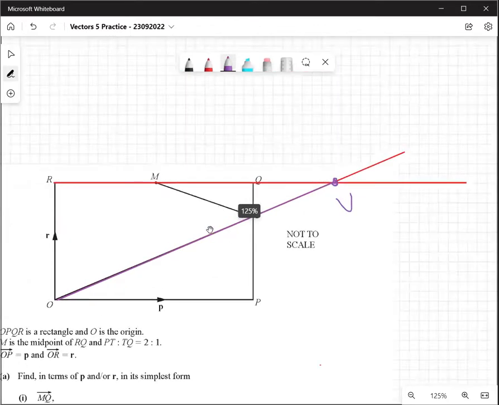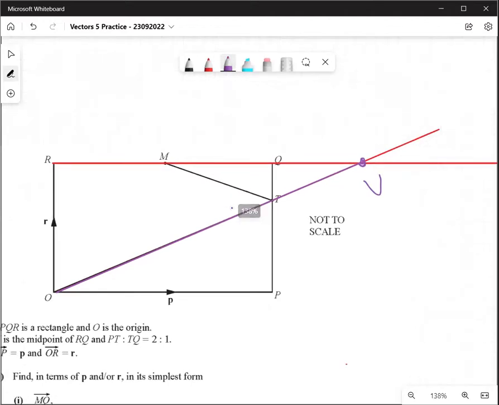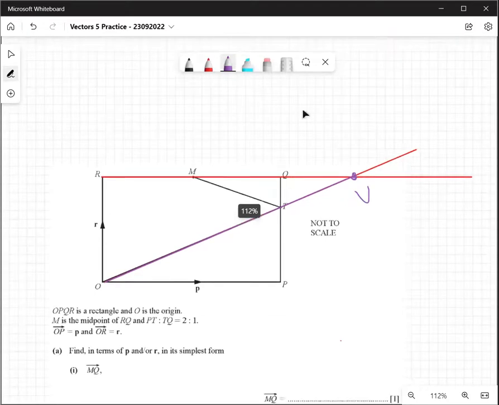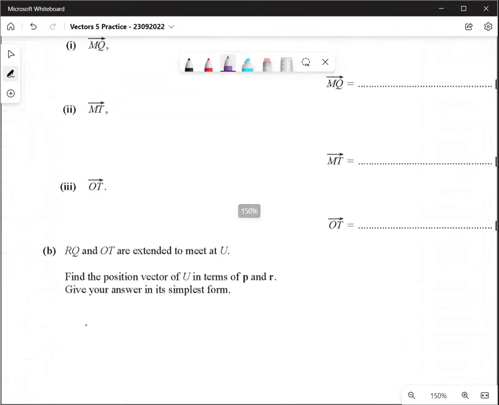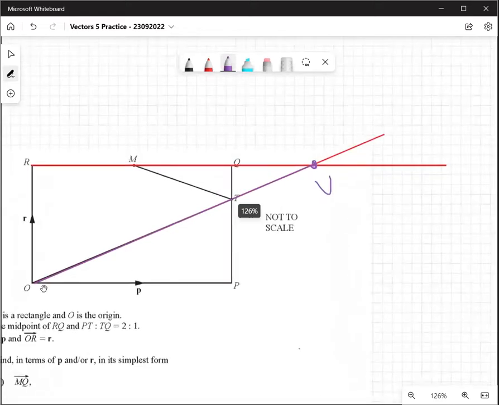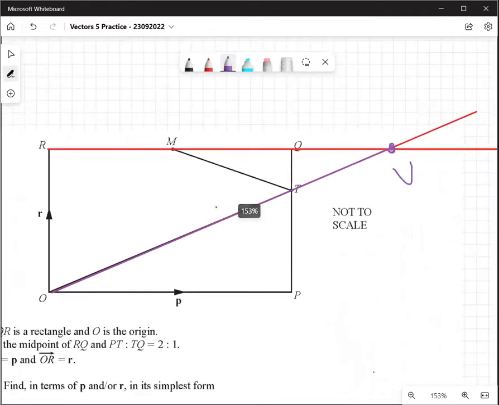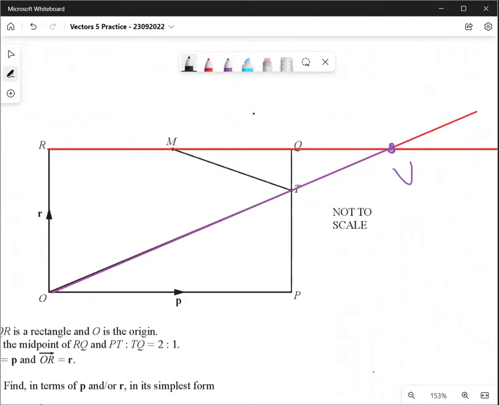Now our job here is to find OU, right? Because the position vector of U basically means OU. So how can I go from O to U? What ways are there? There is only one way, I think.